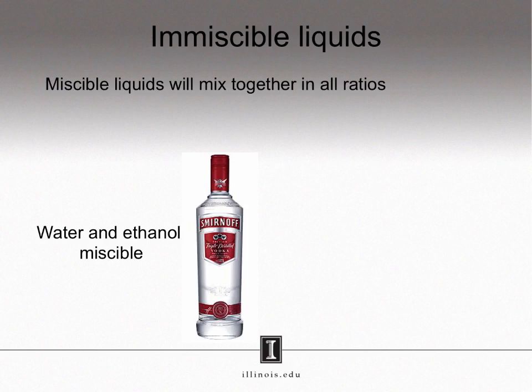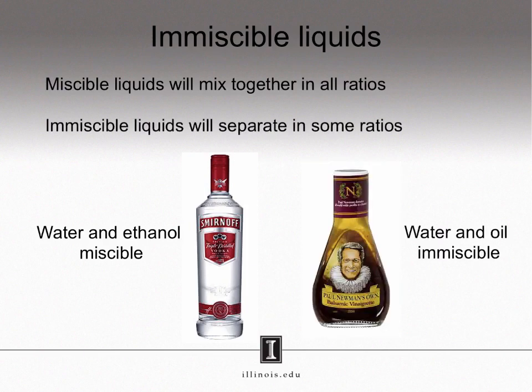In contrast, an immiscible mixture is when you have two liquids that will not mix, will separate. Sometimes it depends on what ratio of liquids you are using. An example of this would be this balsamic vinaigrette. In balsamic vinaigrette, you have water and you have oil. If you take a bottle of balsamic vinaigrette and leave it sitting on the table for a while, you will see the two liquids separate and form layers.